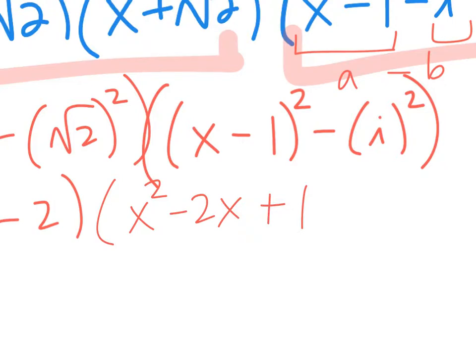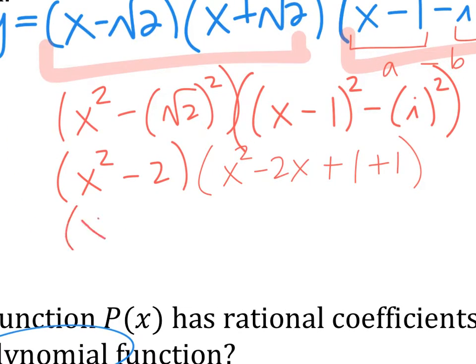i squared is what? Negative 1. Negative 1 times that negative 1 in front was a 1. Okay, x squared minus 2 times x squared minus 2x plus 2.